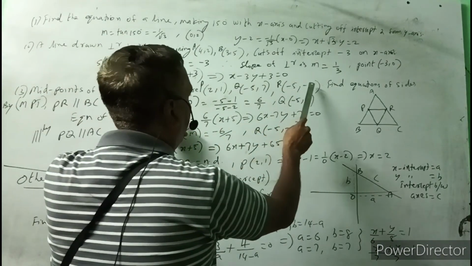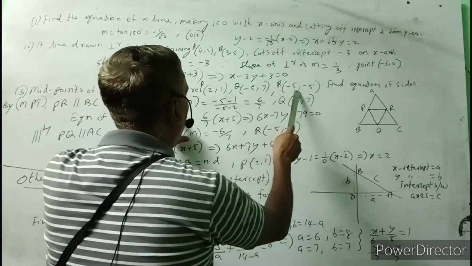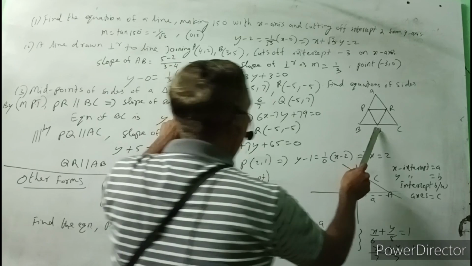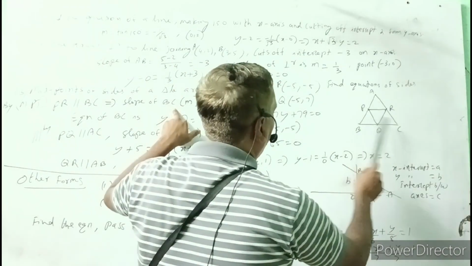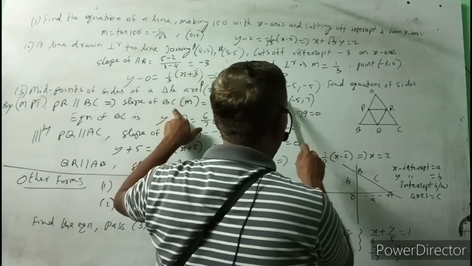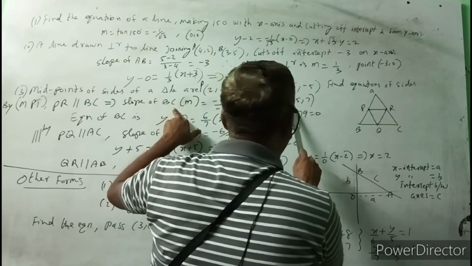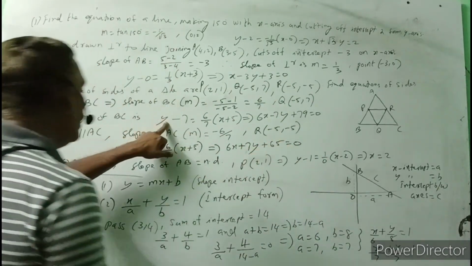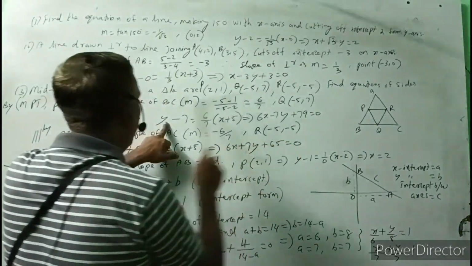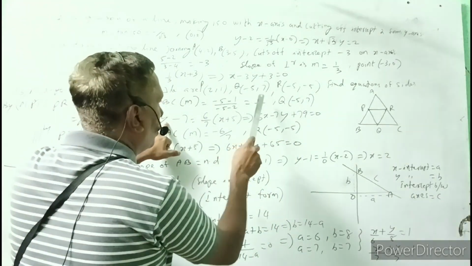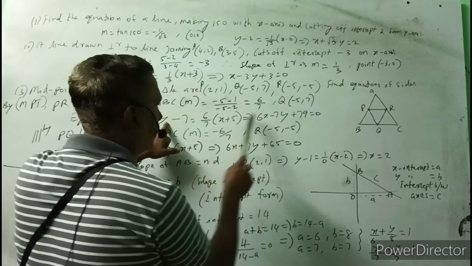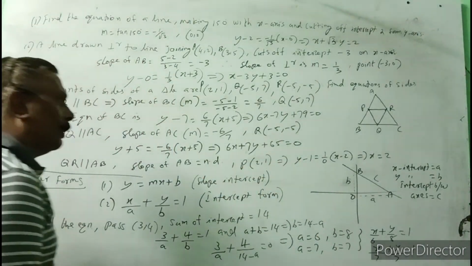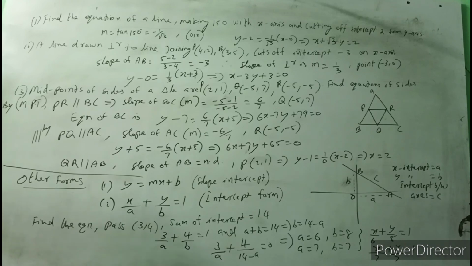P and R are given, so the slope is minus 5 minus 1 upon minus 5 minus 2. Simplifying, 6 by 7. And we know that Q is a point on BC, so the point required is minus 5 comma 7. We have both point and slope, so we can find the equation of BC: y minus 7 is equal to the slope 6 by 7 into x minus x1, that is x plus 5. Simplifying, we will get 6x minus 7y plus 79 is equal to 0.